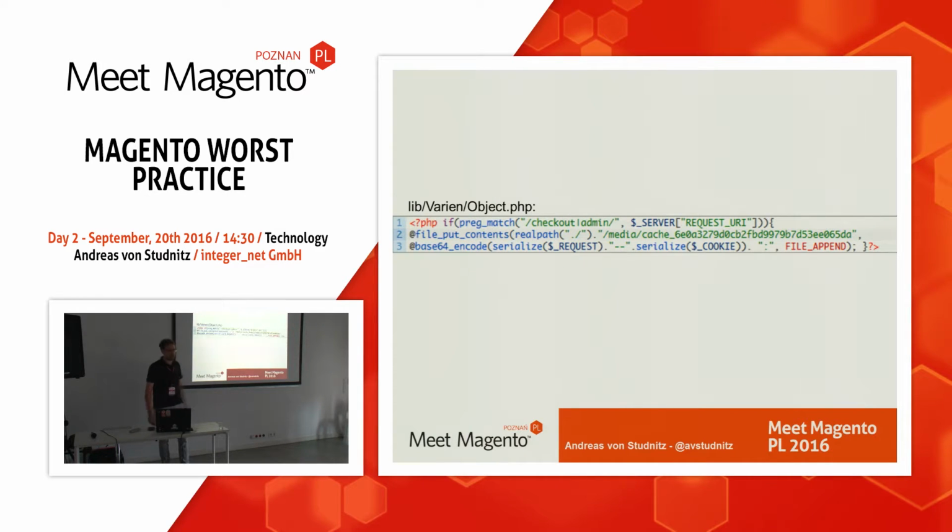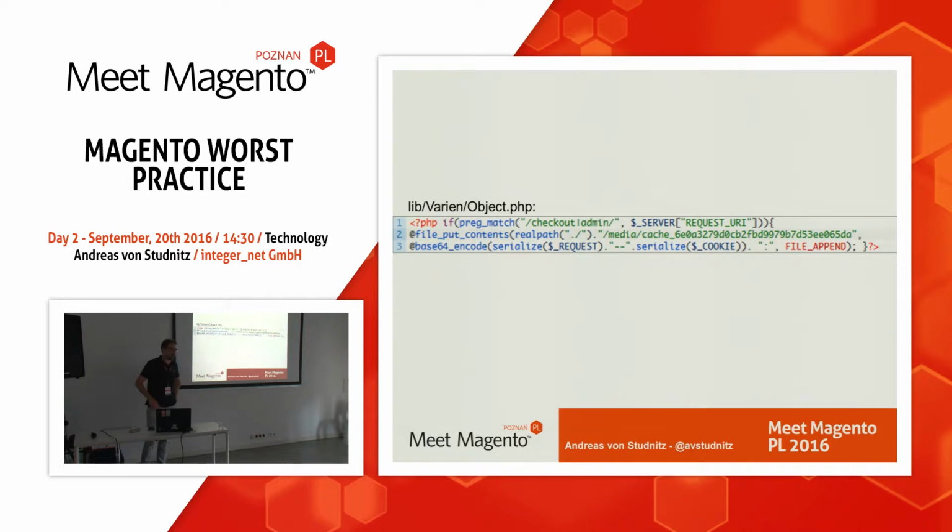I have split it in three here so you can read it a little bit better. This is one example I found in a real shop while analyzing, and this is put into a file variant object which is called every request, and if that request contains admin or checkout, the whole request is saved, including all parameters, including all entered data like usernames, passwords, addresses, birth dates. In this case, not credit card data, but usernames and passwords.